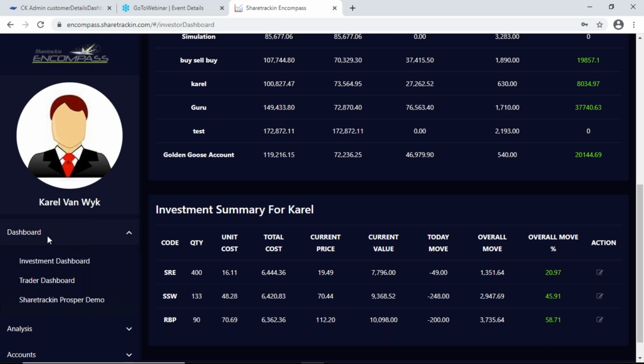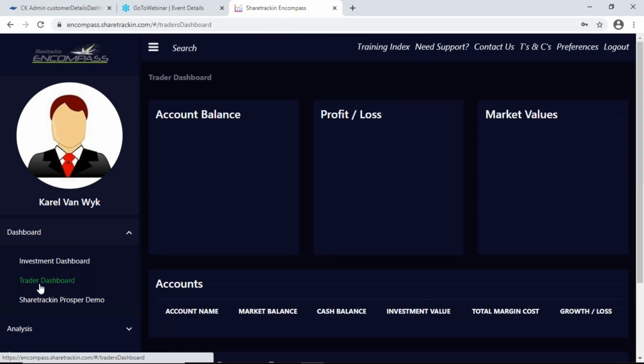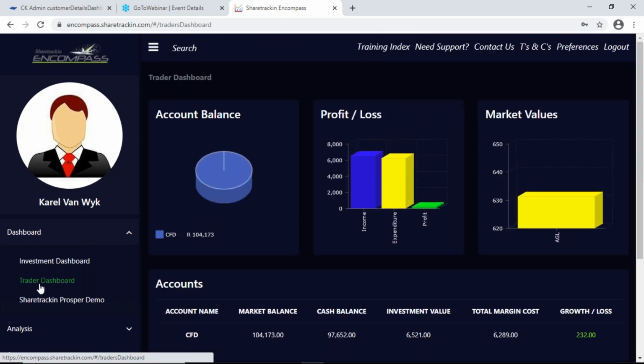If I then go to the left-hand side where I have my side menu, I have my dashboard, my investment dashboard, that one we went through now, and the next one is my trader dashboard. So there's a difference between the two. Your investment dashboard, that is for your longer term trading, like I said, and your trader dashboard, that's more for people that want to trade daily or weekly.